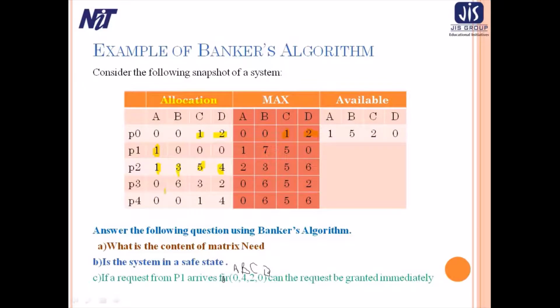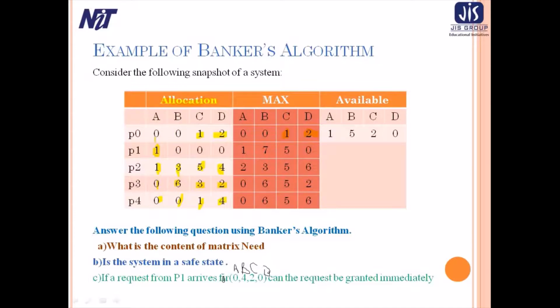Similarly for P3, at the time of creation, from the system resource it got 0 instance of A type resource, 6 instance of B type resource, 3 instance of C type resource, and 2 instance of D type resource. And lastly for P4, it holds 0 instance of A, 0 instance of B type resource, 1 instance of C type, and 4 instance of D resource.